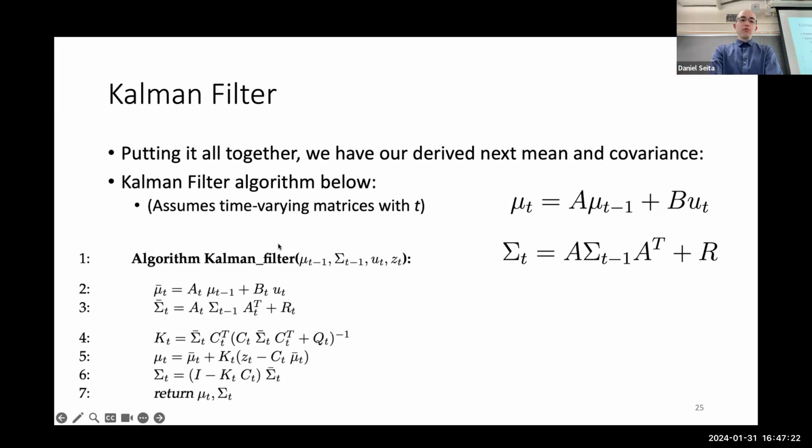If you write it out, the book shows it like this, where you have your Kalman filter. Here they put t under every matrix, so it's time varying. If you think you're modeling something which is stationary, then you can get rid of some of the t in the notation.